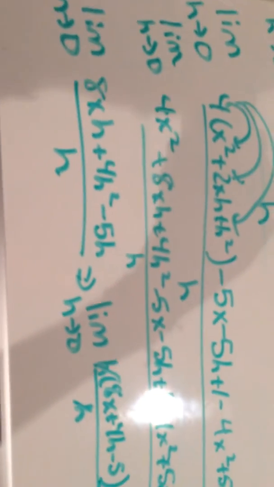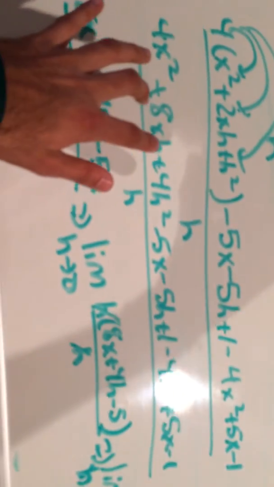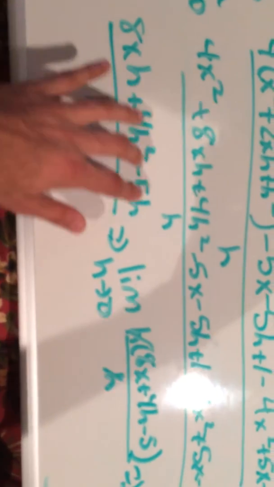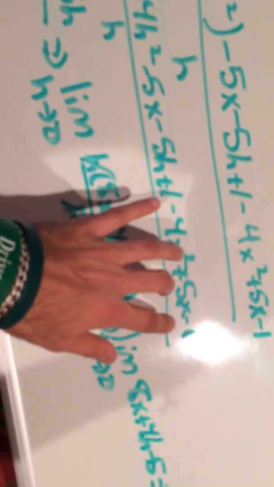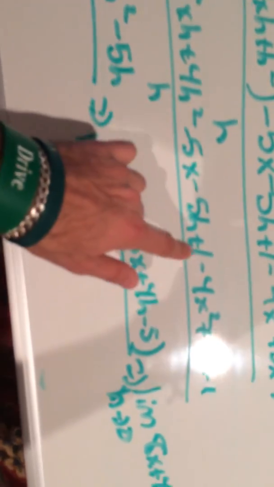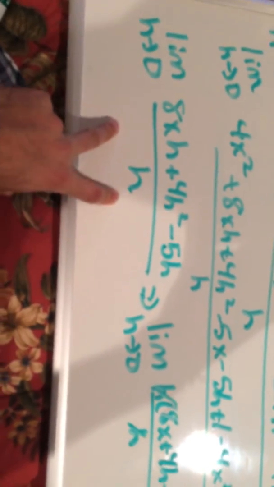Okay? Now the cancellation. This 4x squared goes away with that negative 4x squared. 8xh comes straight down. 4h squared comes straight down. Minus 5x goes away with plus 5x. Minus 5h comes straight down. Positive 1 goes away with negative 1. So this is what I'm left with. Still doing a limit, still divided by h.